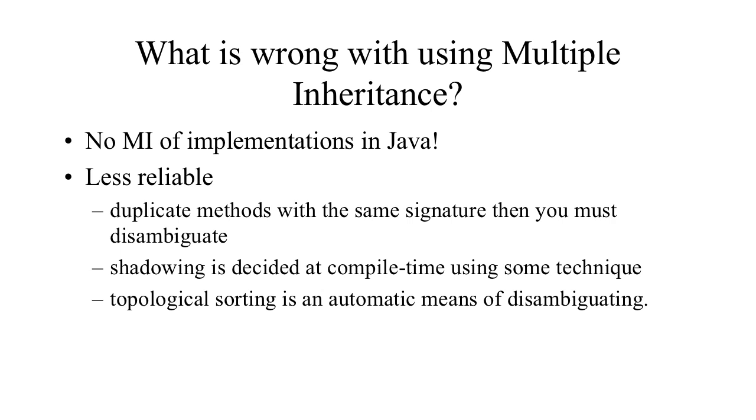Shadowing, that's when you have one method overlapping another method in the superclass. That's decided at compile time using some technique, whatever the policy is. And then when you have multiple classes being inherited, you need some mechanism for disambiguating that might involve topological sorting. So if one class appears before another class, then that class has precedence.